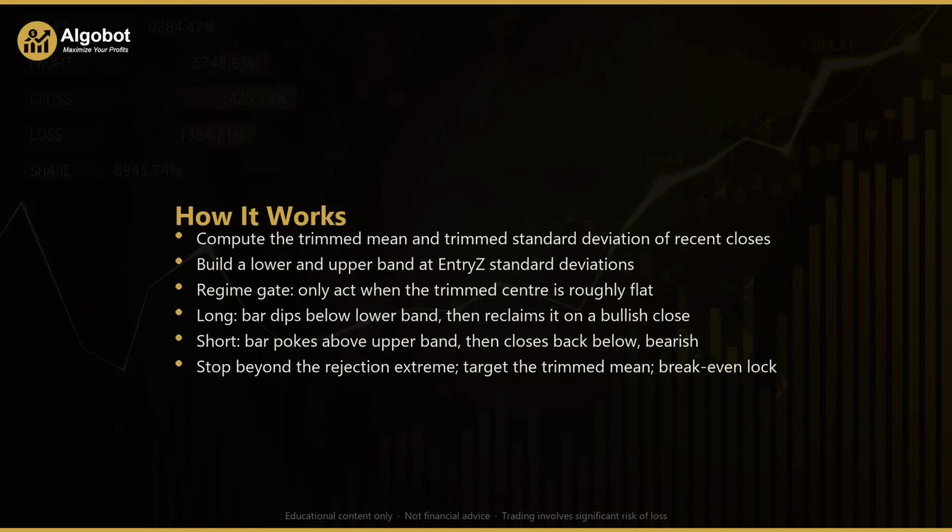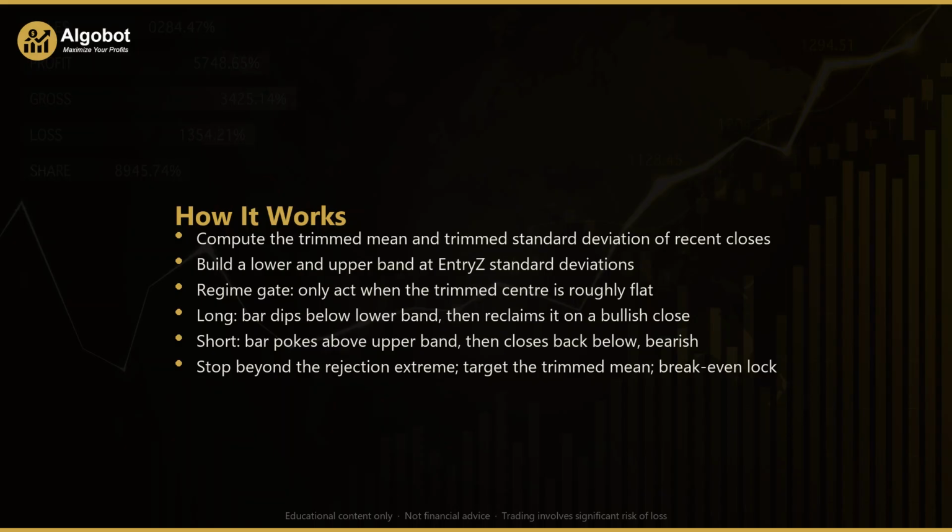From there, the strategy builds two bands. The lower band sits at the center minus EntryZ times the spread, and the upper band sits at the center plus EntryZ times the spread. EntryZ defaults to 2, so the bands are roughly 2 trimmed standard deviations away from fair value.